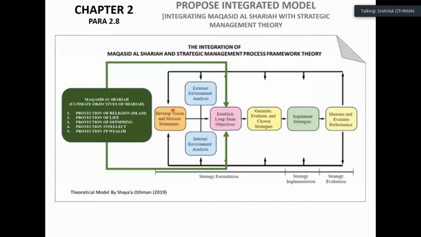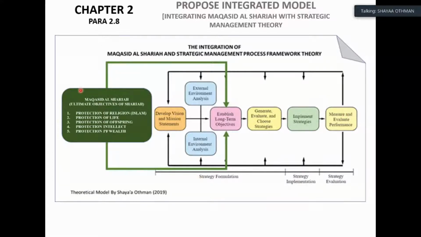It means that in order to develop a corporate strategy, we must do an internal assessment and an external assessment analysis. Then we develop a vision. Then we come up with a corporate long-term objective. Then we assess our practicality, viability, and financial viability, and so on.